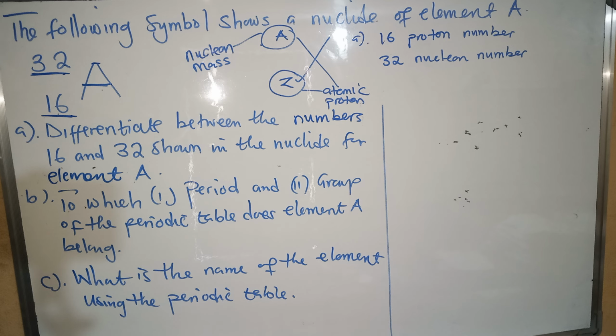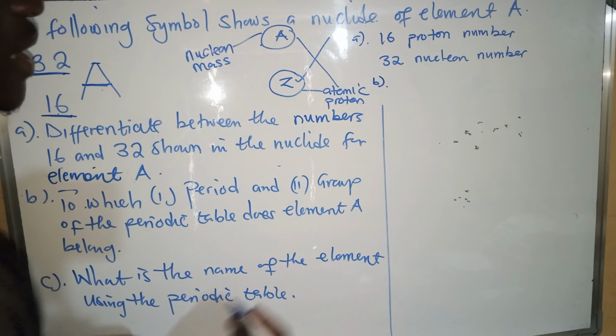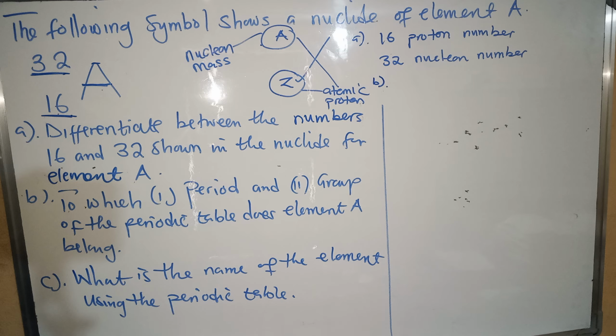We go to question B. To which period and group of the periodic table does the element belong? So for this question B, let me just remind someone, maybe we have forgotten something about electronic configuration. Electronic configuration of an atom is just the arrangement of electrons in the shells of an atom.